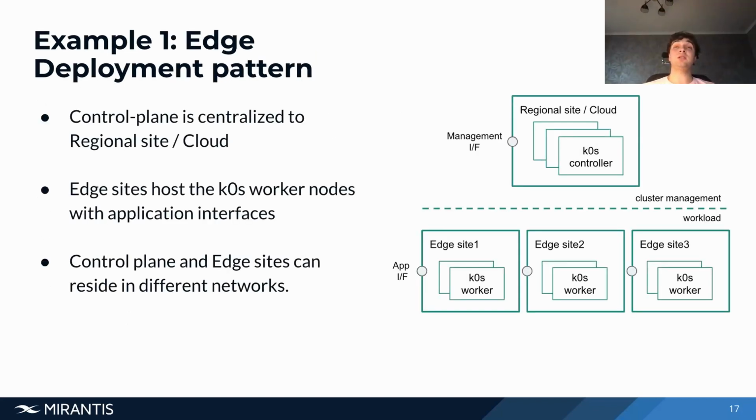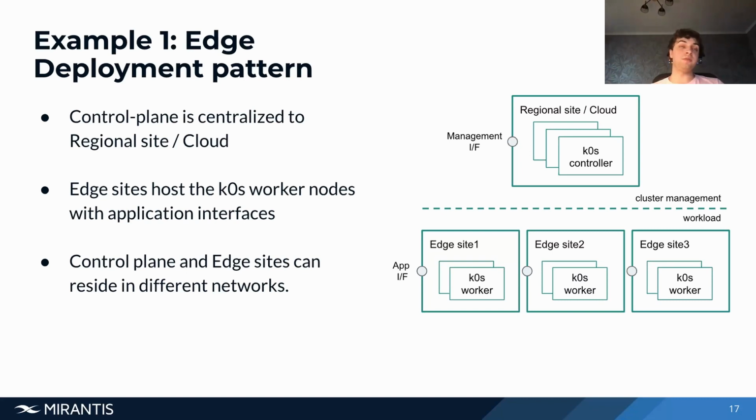So here on the slide, we can see an example of the deployment pattern for edge. We have different edge sites, site 1, site 2, site 3, and they're maybe located in different locations. For example, site 1 located in the US, site 2 located in Europe, and site 3 located in Australia. And you can manage them all using a single control plane. So this is essentially what edge is about.